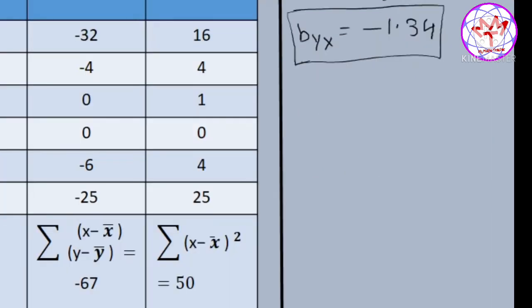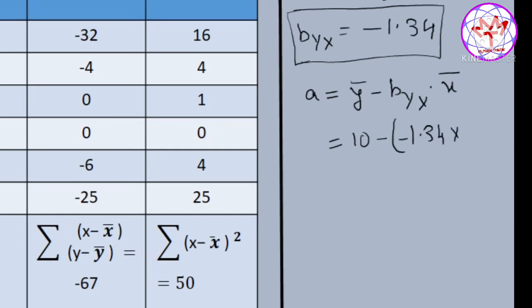Now we'll calculate the value of a. Now we know that a is equal to y bar minus byx into x bar. So let us substitute the values. Y bar is 10 minus byx is minus 1.34 into x bar, that is 6. So this is equal to 10 plus 8.04. This minus minus becomes plus. So this is equal to 18.04. This is the value of a.